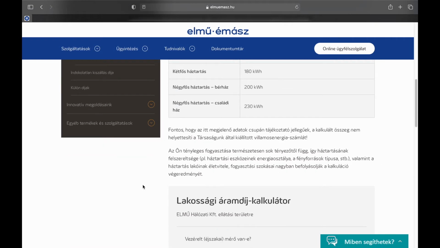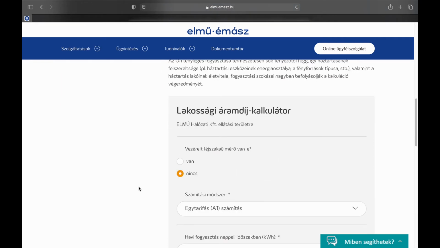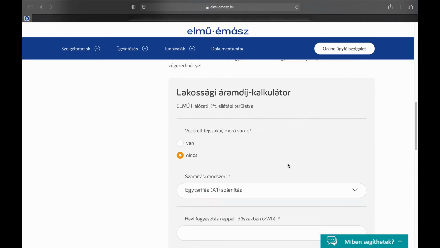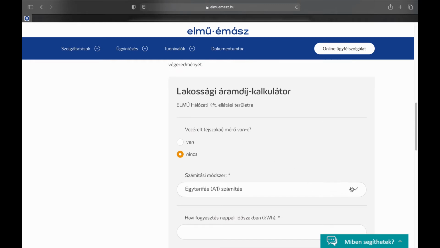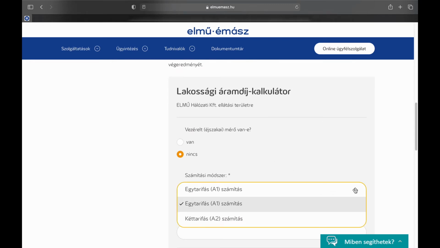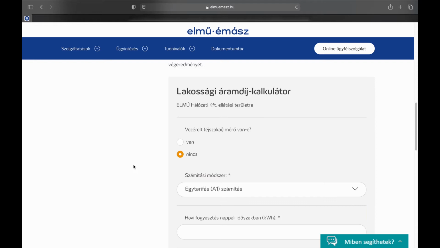Okay, so if we scroll down to the residential calculator, you'll notice there's a question. That question translates to, is there a controlled nighttime meter? And this is important, guys. You need to know the difference between A1 and A2. If I click on the drop-down, you'll see A1 or A2. A1 is a daytime meter. A2 is a day and nighttime meter. And it's very likely that you have an A1 because that's the most common.